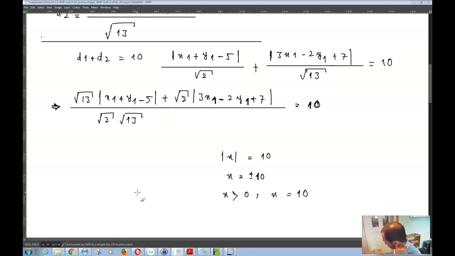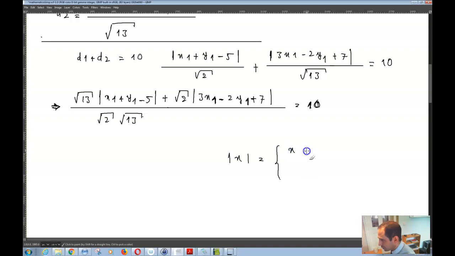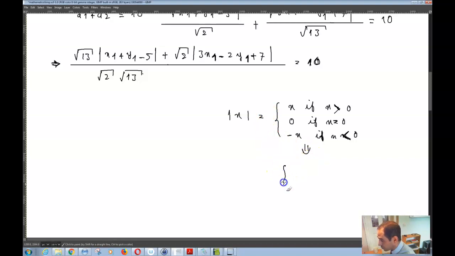Okay, so now how you can make that assumption to simplify your equation is important in the case of absolute value functions. Suppose that you have the absolute value of x, and you know that by definition the absolute value of x is equal to x if x is greater than 0, equal to 0 if x is equal to 0, and equal to negative x if x is less than 0. So if I put these together, the absolute value of x is equal to x if x is greater than or equal to 0, and equal to negative x if x is less than 0.